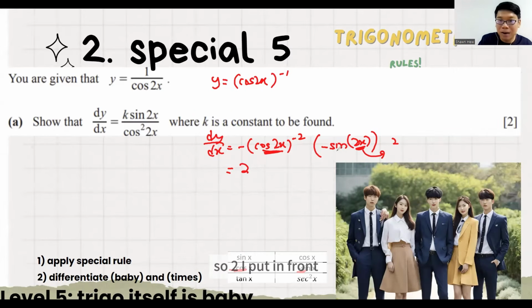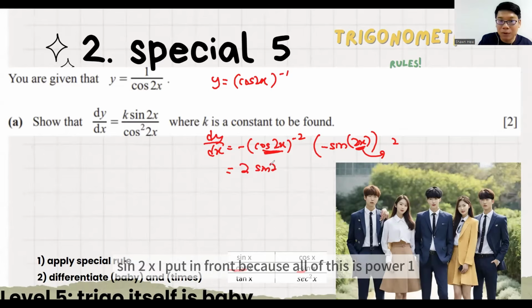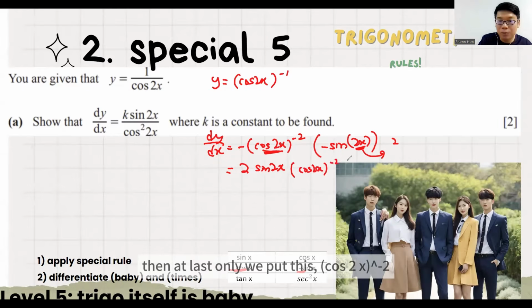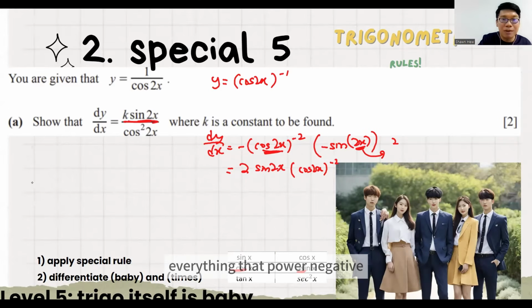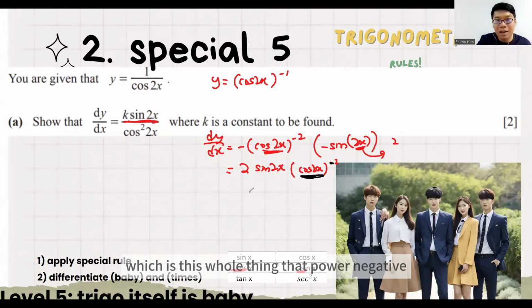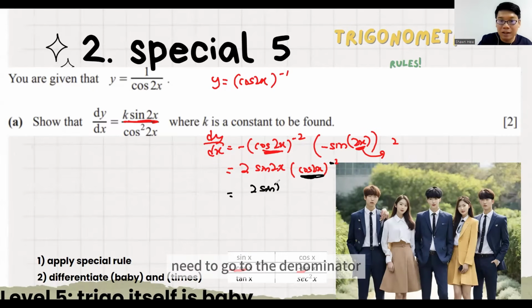So the 2 I put in front. Sine 2x I put in front because all of this is power 1. Then at last only we put this cos 2x power -2. And then the question requires us to write in fraction. When it involves fraction, everything that is power negative, which is this whole thing, needs to go to the denominator. So the others we put on top. This part we put at the denominator, which is cos 2x squared.